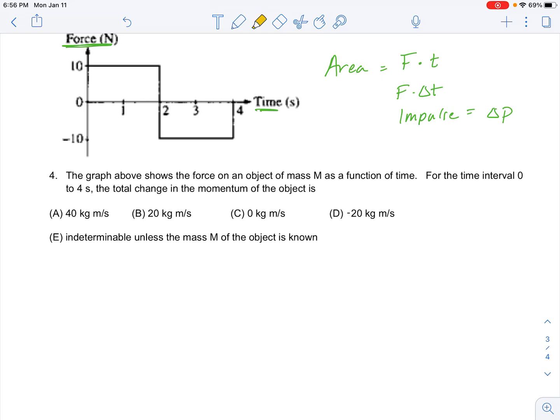So if I were just looking at the first 2 seconds, I would calculate this area, which is 10 newtons times 2 seconds, or 20 Newton seconds. However, it's for the entire 4 seconds. And remember that momentum is a vector, and the next 2 seconds represents negative 20 Newton seconds. So these two values are going to cancel out, and we would have a change in momentum of 0 over the entire interval.